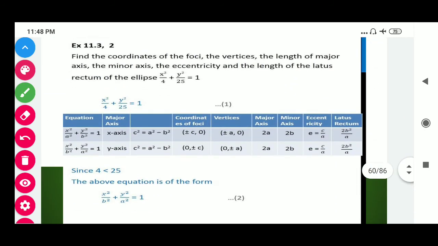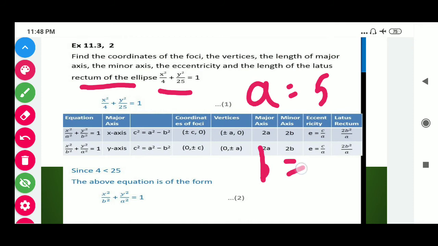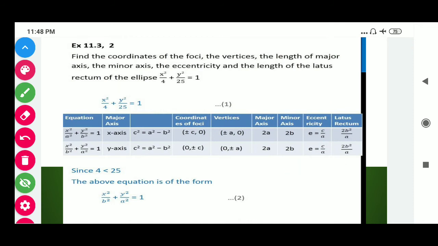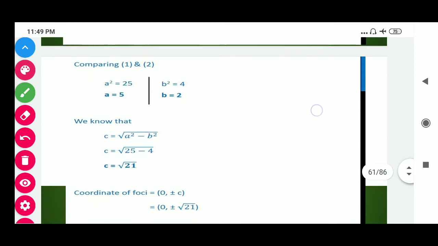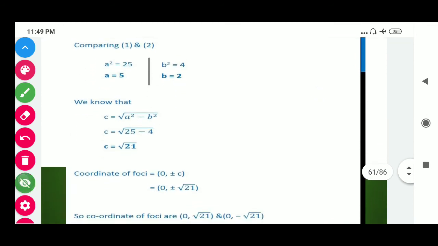Second question. Find the coordinates of the foci, vertices, the length of major axis, minor axis, eccentricity and length of the latus rectum of the ellipse. Here the equation is x square over 4 plus y square over 25 is equal to 1. Now you can clearly observe that the denominator of y is greater as compared to the denominator of x. So on comparing with the general equation, we get a is equal to 5 and b is equal to 2. So students, by using this result, we can find the required values.